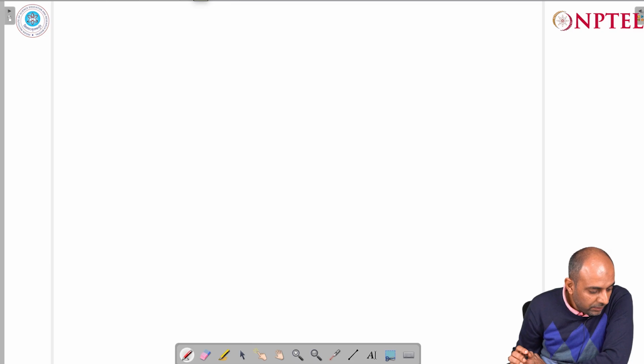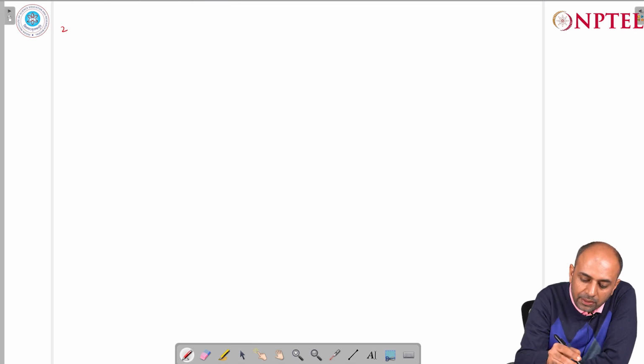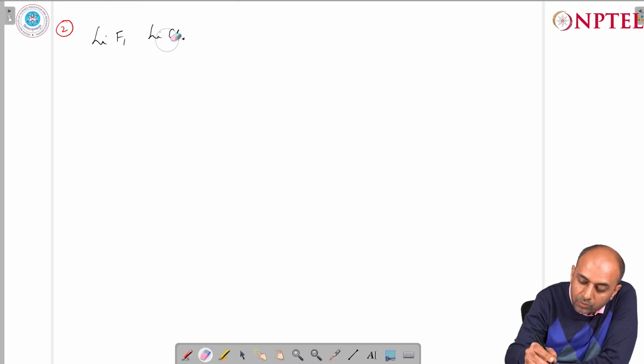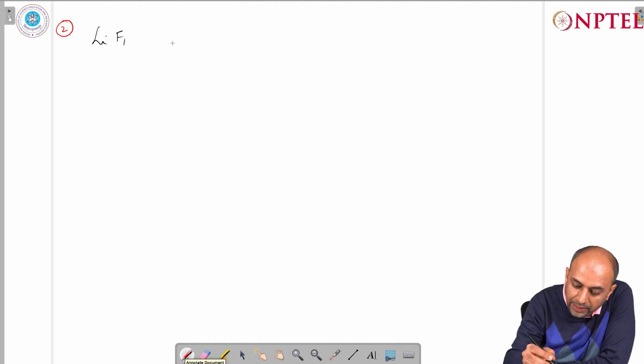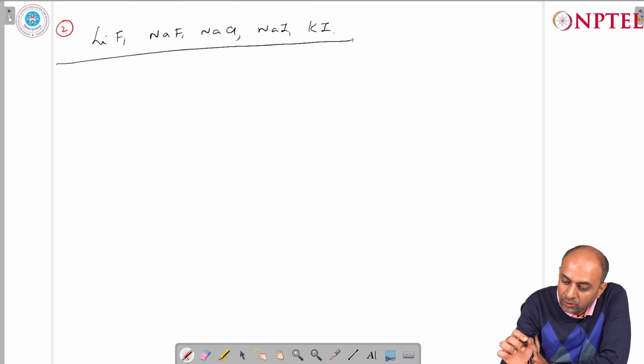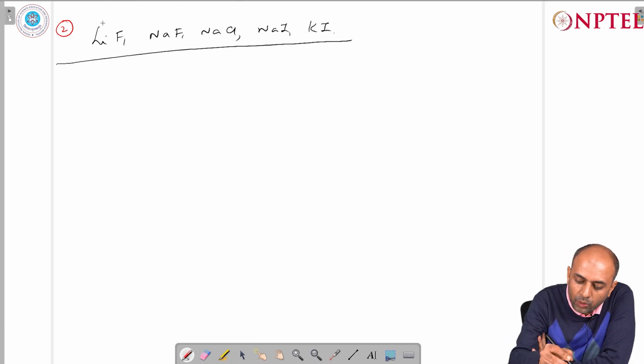Let us take the next example. In example number 2, let us take lithium fluoride, NaF, NaCl, NaI and KI. Let us consider these 5 ionic solids. Naturally, all these compounds are cases of 1:1 solids. There is a positive charge on the cation and there is a negative charge of 1 on the anion.